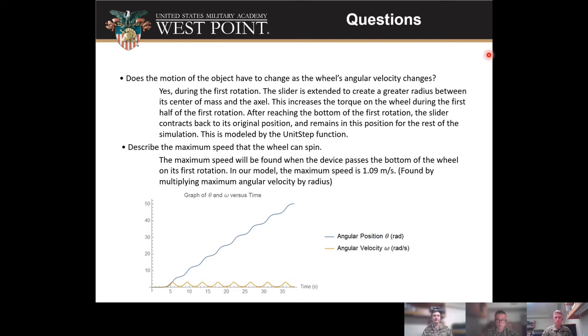Then that slider contracts, and the object is no longer changing its motion as the wheel's angular velocity changes. And then the second part here, describe the maximum speed that the wheel can spin. The maximum speed is achieved when the device passes around the bottom of the wheel. So on the graph of theta and omega versus time, you can see that the maximum point on the first hill of that angular velocity is the fastest speed that the wheel can spin on that first rotation.